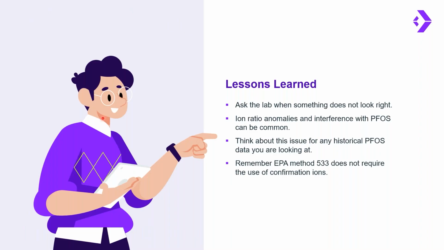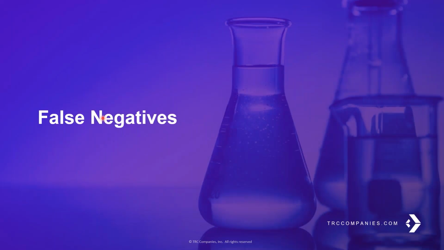And if you're using EPA method 533, which is mostly used as a drinking water method, remember that there are no requirements to look at conformation ions or ion ratios. So if you see results for PFOS or really any PFAS chemical that looks suspicious, you may want to request analysis using a method which does look at ion ratios.